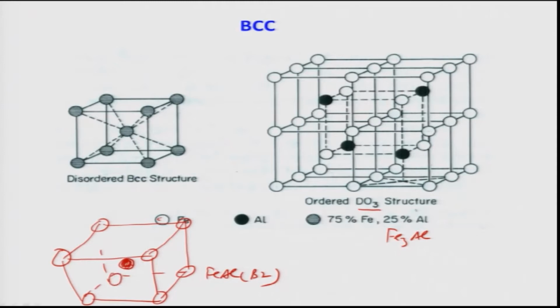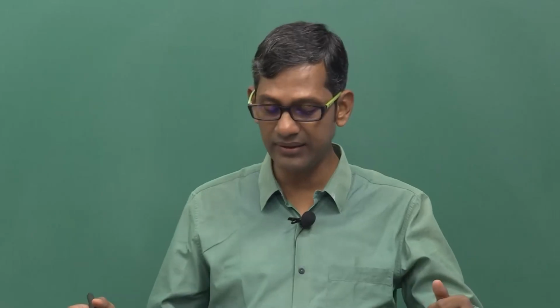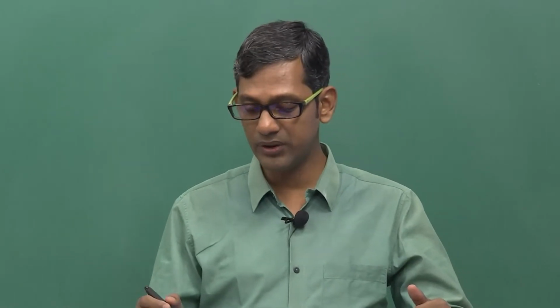Okay. So, that means the central atom is aluminum and the corner atoms are iron, but again this is not different because the ratio is exactly 1:1. Now, if I join 8 such unit cells in all the directions x, y, z, what will happen? What will the picture be?